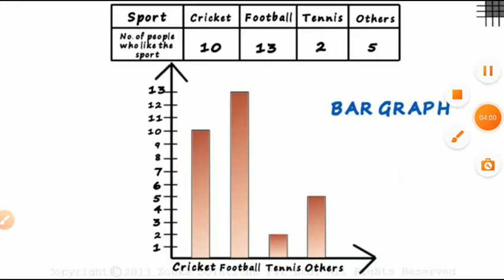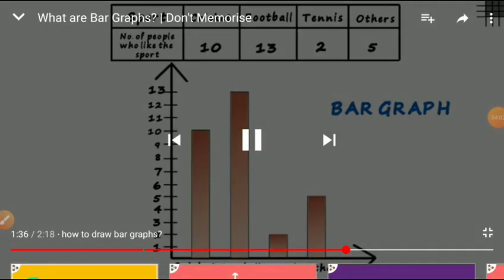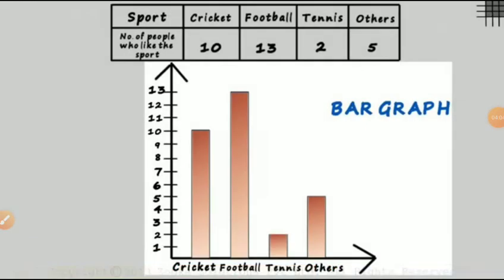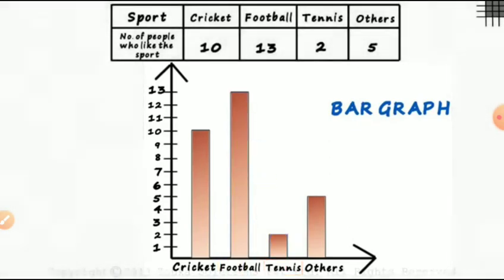But how do they help us? Ignore the table for the moment and look at the bar graph. Just by looking at the graph, we can effortlessly say that football is the most popular sport and tennis is not very popular. Mostly, these graphs are drawn on graph paper. We will understand more about it in the next few videos.